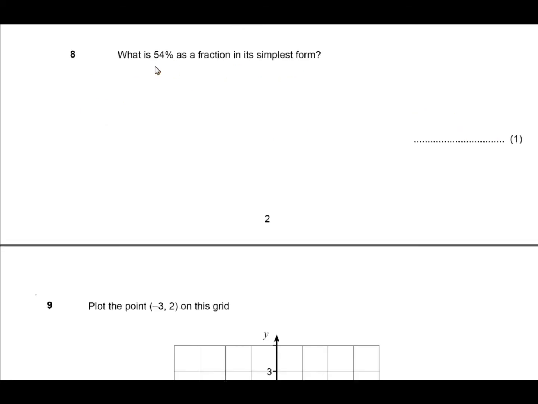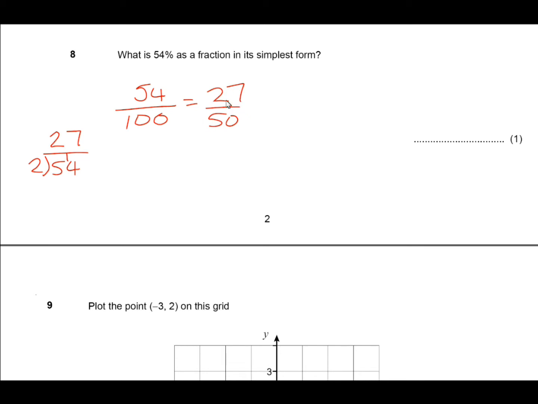Question 8. What is 54% as a fraction in its simplest form? Well, we know 54% quite literally means 54 over 100. We can see they're both even, so we can divide them by 2. So I know 100 divided by 2 is 50. 54 divided by 2 might be trickier, so let's not take any chances and use the bus stop. 2 goes into 5 twice, remainder 1. 2 goes into 14 7 times. So we have 27 over 50.